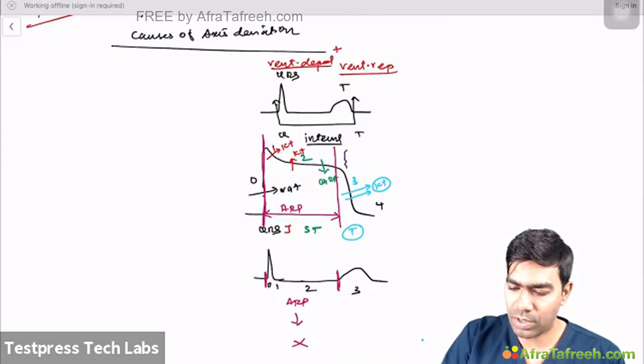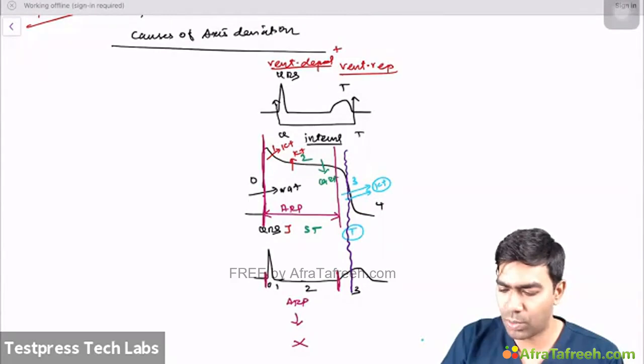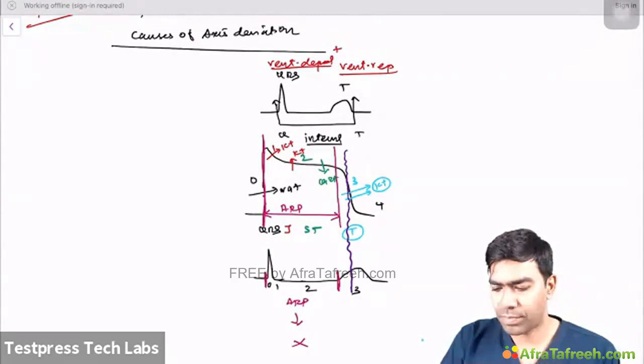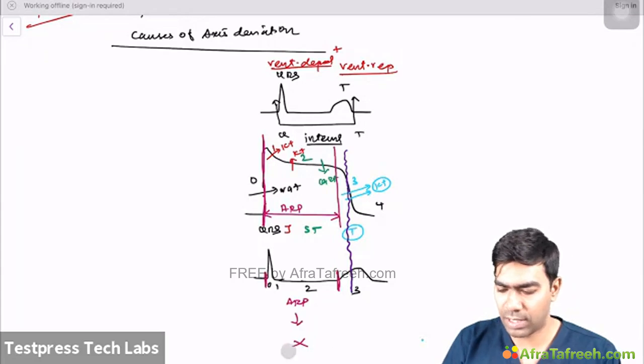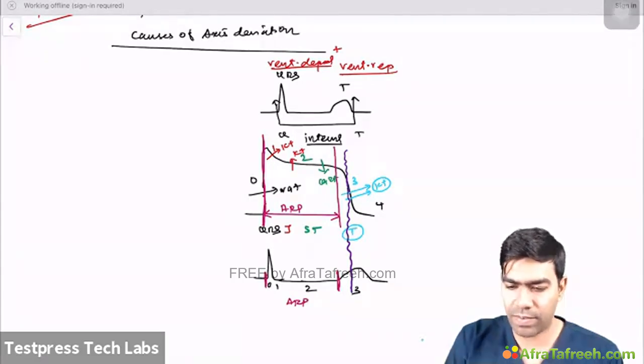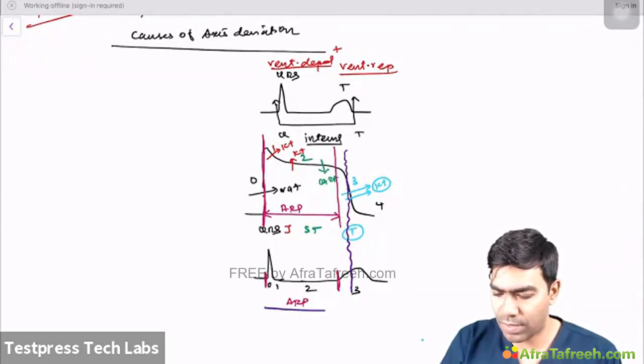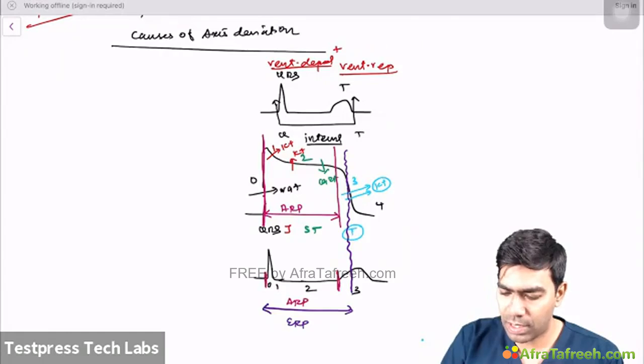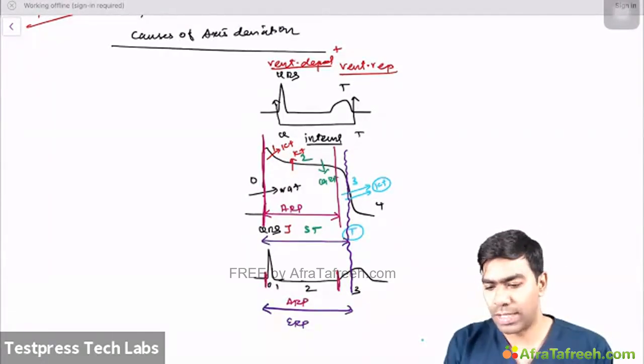It extends into some of phase 3, which means it extends into some of the T wave also in the ECG. So that is the effective refractory period. What is the definition of the effective refractory period? This is the ERP, which means it extends a little more into phase 3 also. This is the effective refractory period.